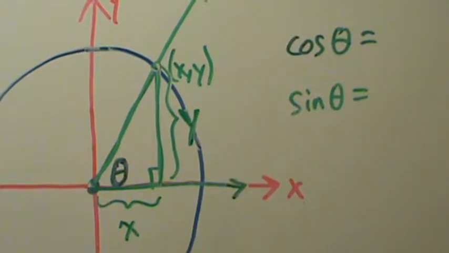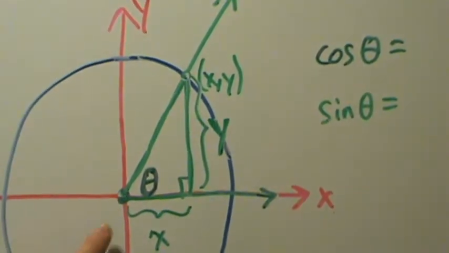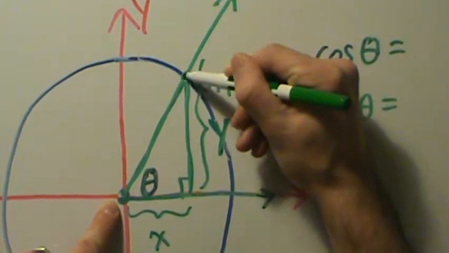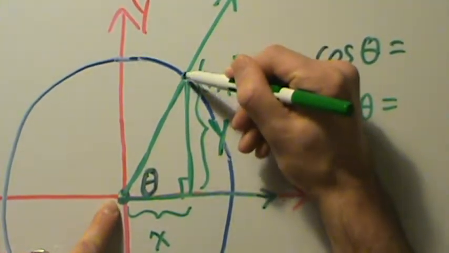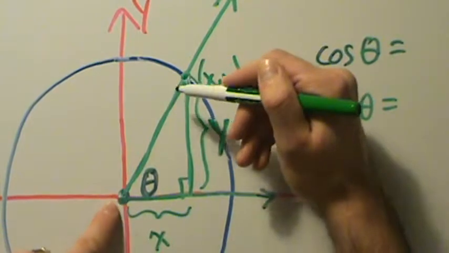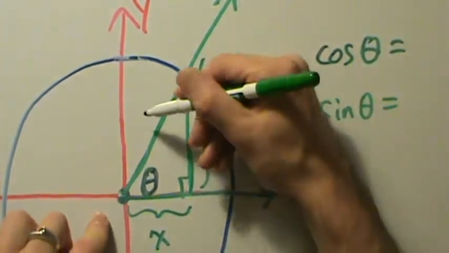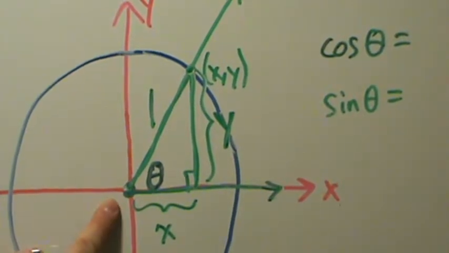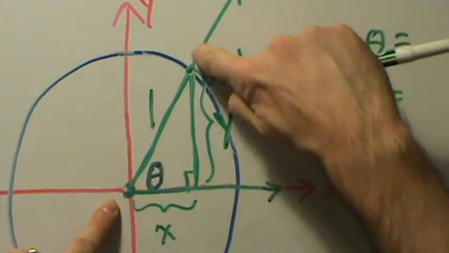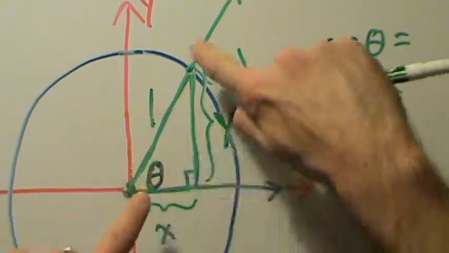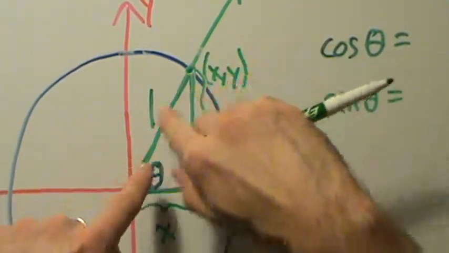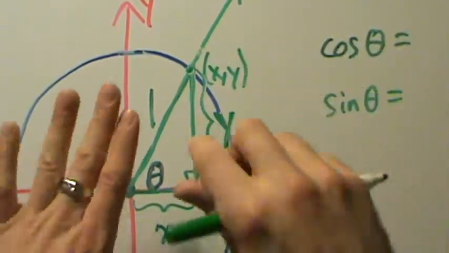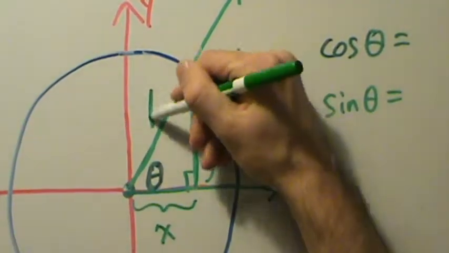So how about the hypotenuse? Well, notice this here is 0, 0, the center of the circle. This here is a point on the circle, okay? So the distance between them is the radius of the circle. Since it's a unit circle, the radius is just 1. Okay, so just to recap again real quick, here's the center of the circle, here's a point on the circle, the distance between them, just by definition of a circle, is the radius of the circle, okay? And since it's a unit circle, the radius is 1.